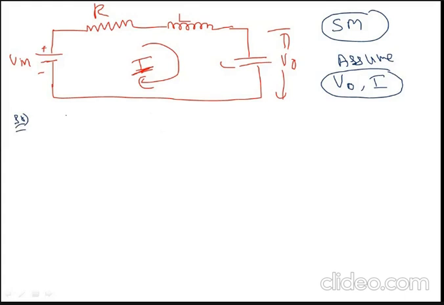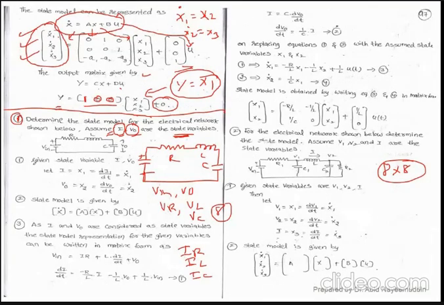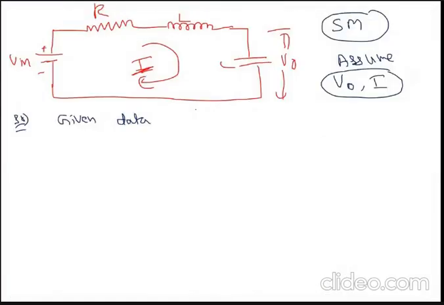So first step is given data. So in the given data, what he has given? He has given V naught and I are the state variables. If you observe clearly the question, V naught and I are the state variables. So hence let me assume here x1 is my first state variable.